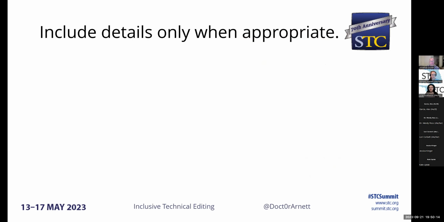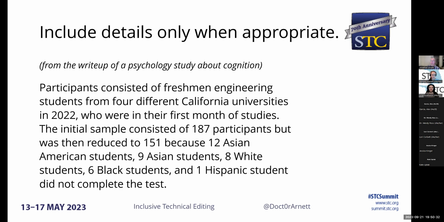Then details. One of the ways we could be awesome to each other is including details only when appropriate and necessary to do so, because sometimes we would start to point fingers at people. Again, for example, I took this language from a psychology bit and rewrote it. Participants consisted of freshman engineering students from 4 different California universities in 2022 who were in their first month of studies. The initial sample consisted of 187 participants, but was then reduced to 151 because 12 Asian American students, 9 Asian students, 8 white students, 6 black students, and 1 Hispanic student did not complete the test.